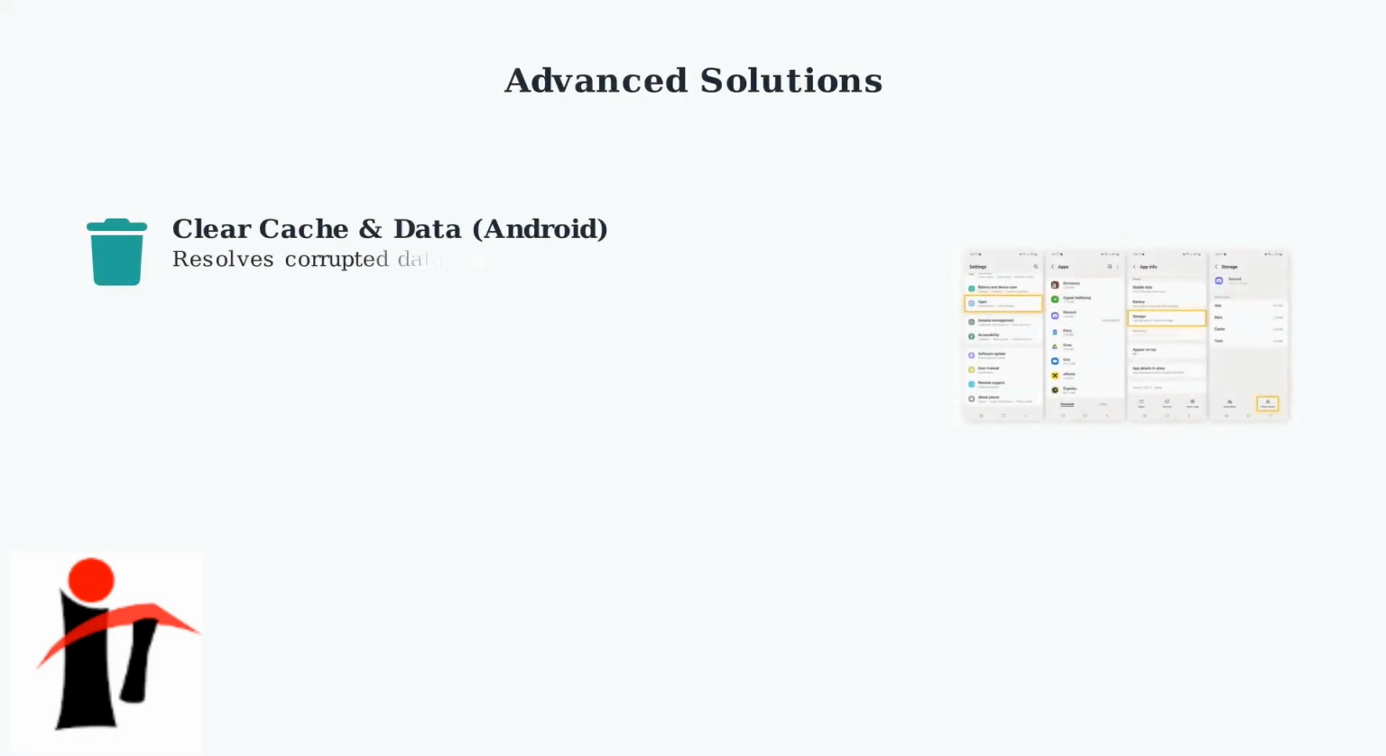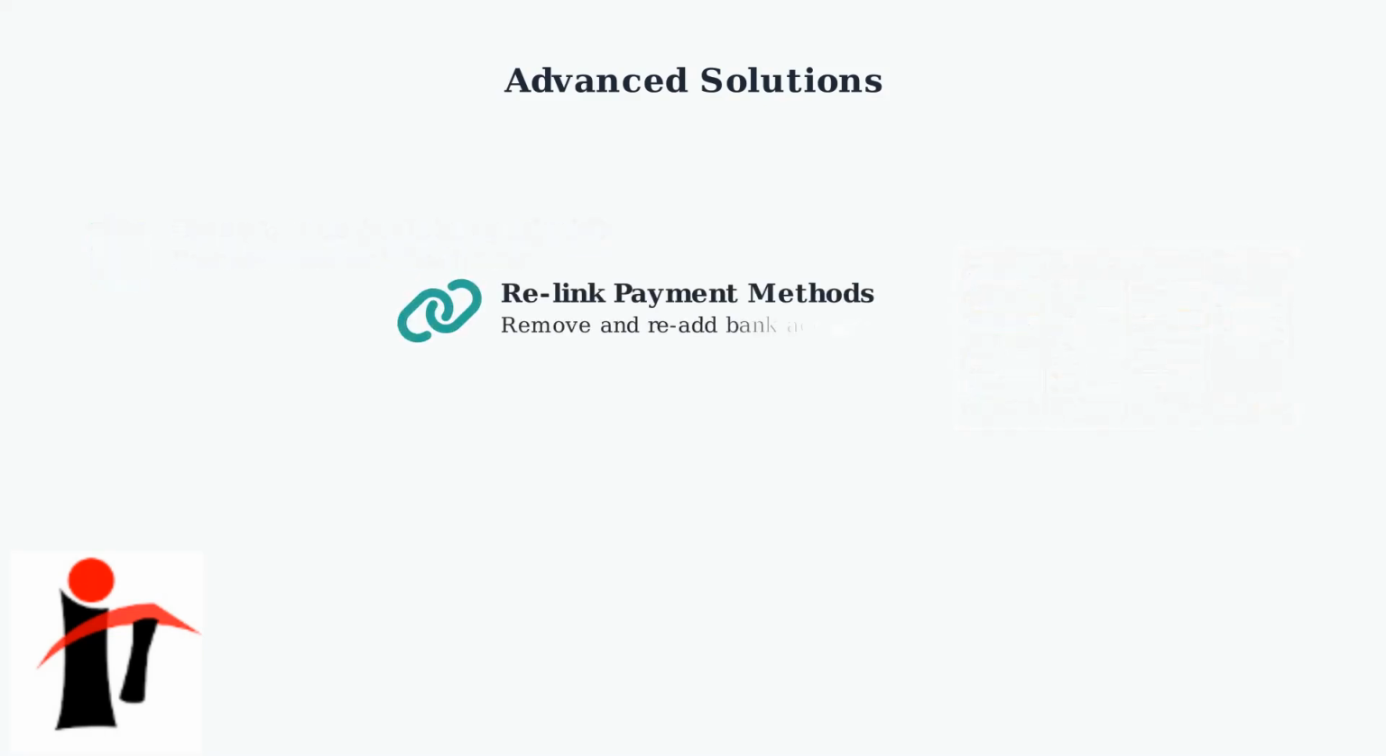If the immediate fixes don't resolve your issue, let's move on to more advanced troubleshooting solutions that address deeper technical problems. For Android users, clearing the app's cache and data can resolve issues caused by corrupted temporary files. This process is shown in these step-by-step screenshots. Another effective solution is to relink your payment methods. Remove your bank accounts or cards from Cash App, then add them back fresh.